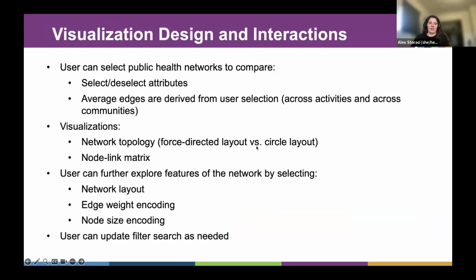So in my design, users can select public health networks to compare, and they can select and deselect attributes on the left-hand side. Average edges are derived from the user selection, so across activities and across communities. The visualizations show network topology, so either force-directed layout or a circle layout. And then underneath is the node link matrix. And then users can now further explore the features of the network by selecting network layout, edge weight encoding, node size encoding, and the filter search can be updated as needed.